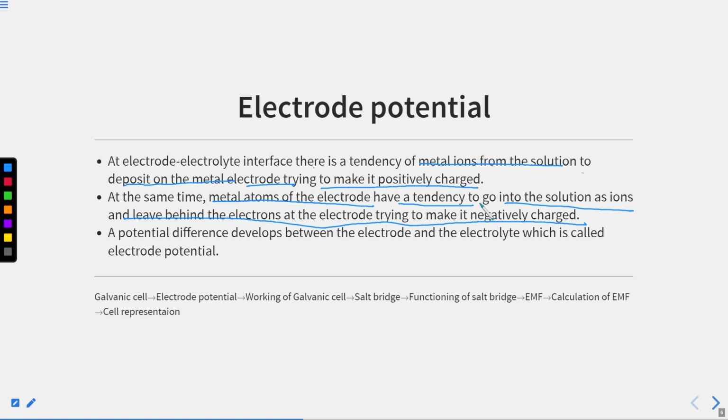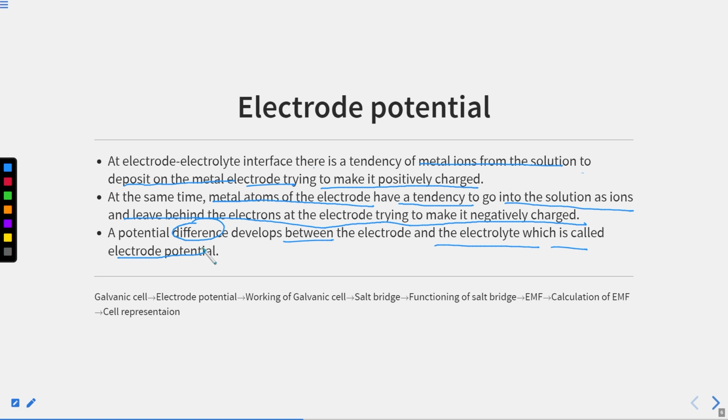How will it make it positively charged? As this Cu2+ moves, how will it move? As it deposits on this electrode, since this is positively charged, the metal will become positively charged, but it will not occur. Why? Because there is no potential difference. Now, a potential difference develops between the electrode and the electrolyte, which is called electrode potential.